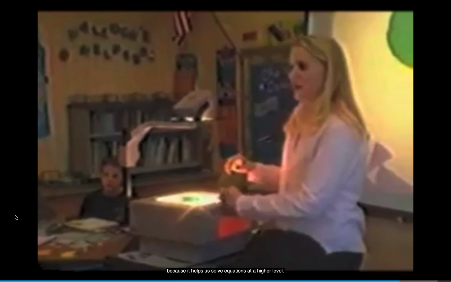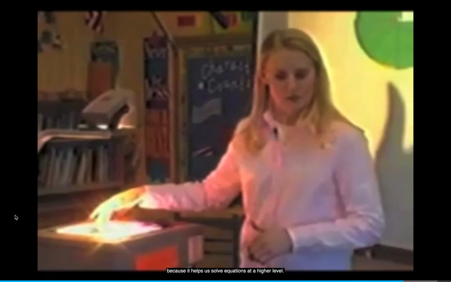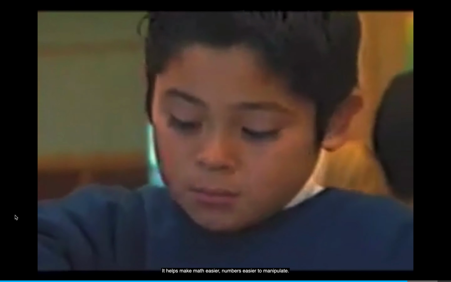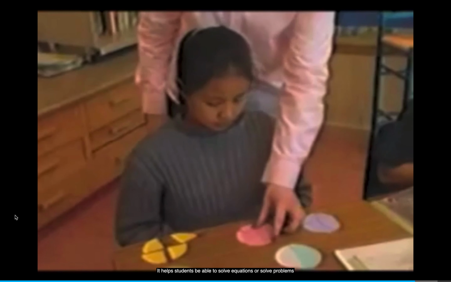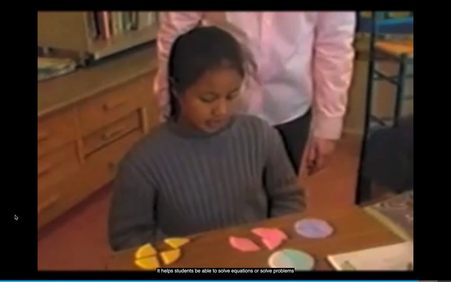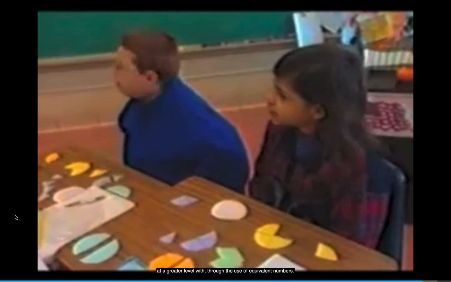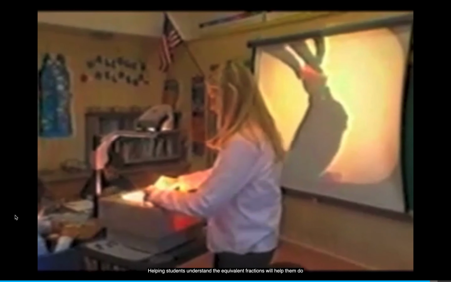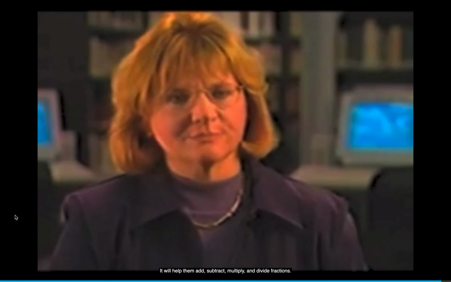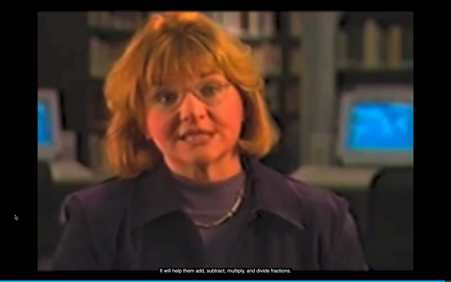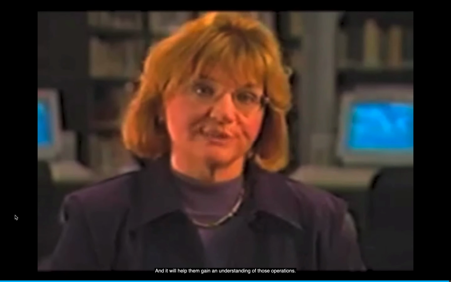We need to understand what equivalent numbers are because it helps us solve equations at a higher level. It helps make math numbers easier to manipulate. It helps students solve problems at a greater level through the use of equivalent numbers. Helping students understand equivalent fractions will help them do number operations later on. It will help them add, subtract, multiply, and divide fractions, and it will help them gain an understanding of those operations.